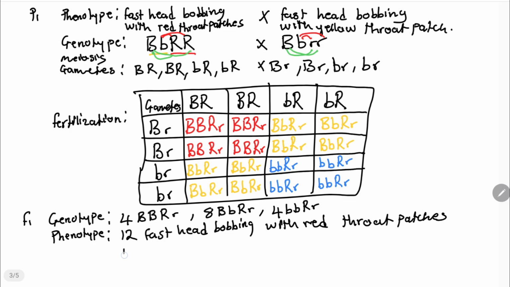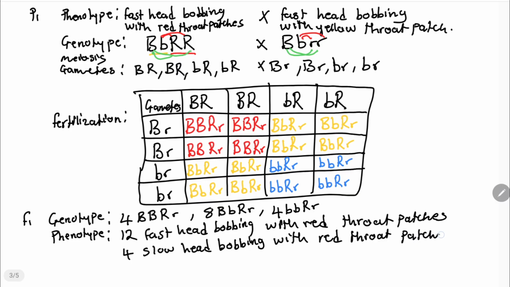So we're going to write 4 slow head bobbing with red throat patches. Now, this is generally how we do dihybrid crosses. You simply follow the same structure and you will reach your answer very simply, right?